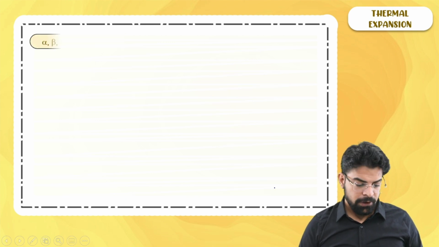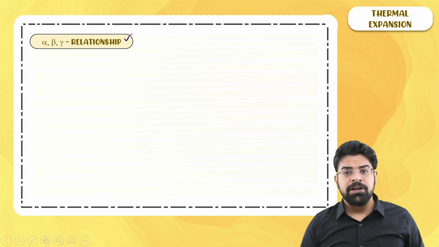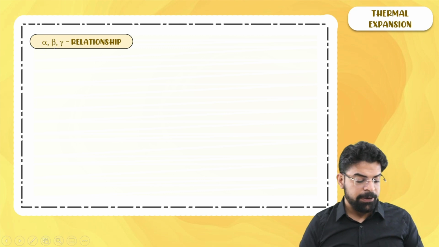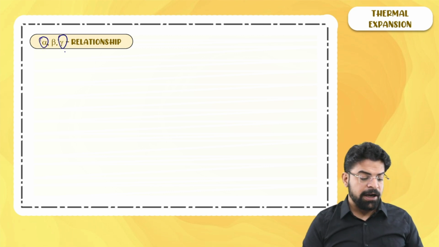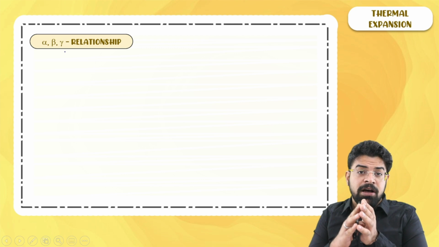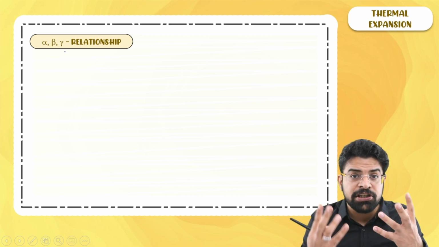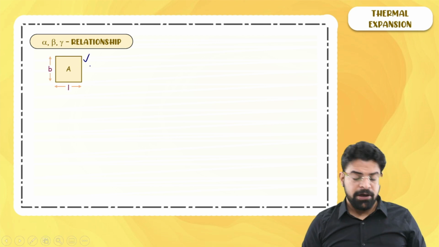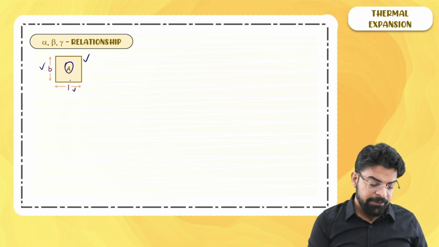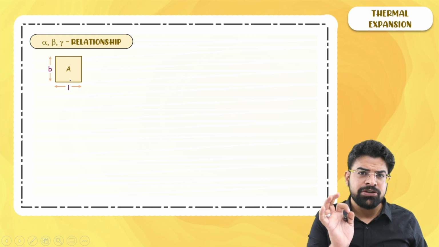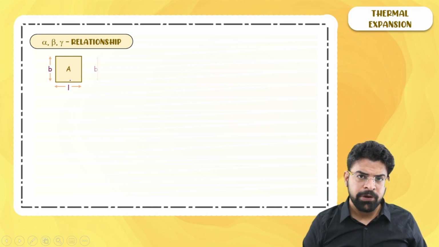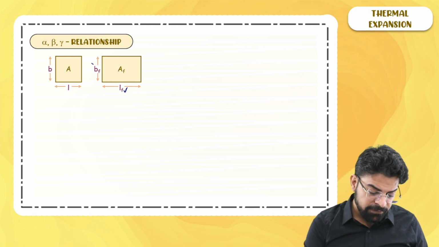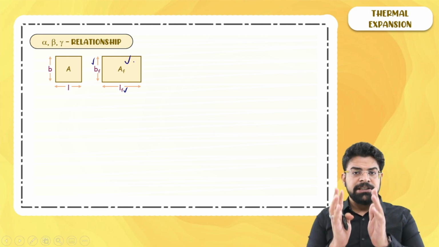Moving on. What is the relationship between alpha, beta and gamma? So first we will talk about the relationship between alpha and beta, then we will find the relationship between alpha and gamma, and once we know the relationship between alpha, beta and alpha, gamma, we know the relationship between alpha, beta and gamma. So let's say we have a rectangular plate of length L, width B and having an area A. We can say that the area has to be length into width, L into B. After heating, let's say the final length is LF, the final width is BF and the final area is AF.